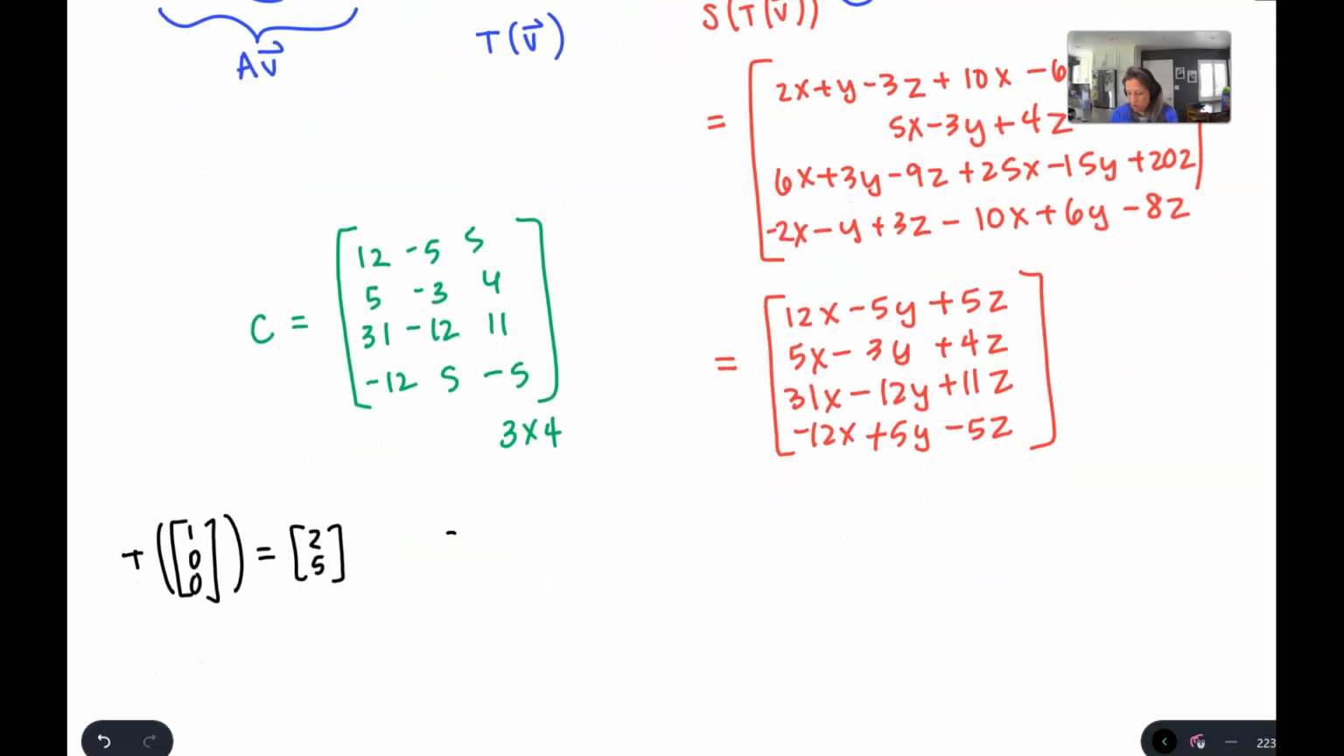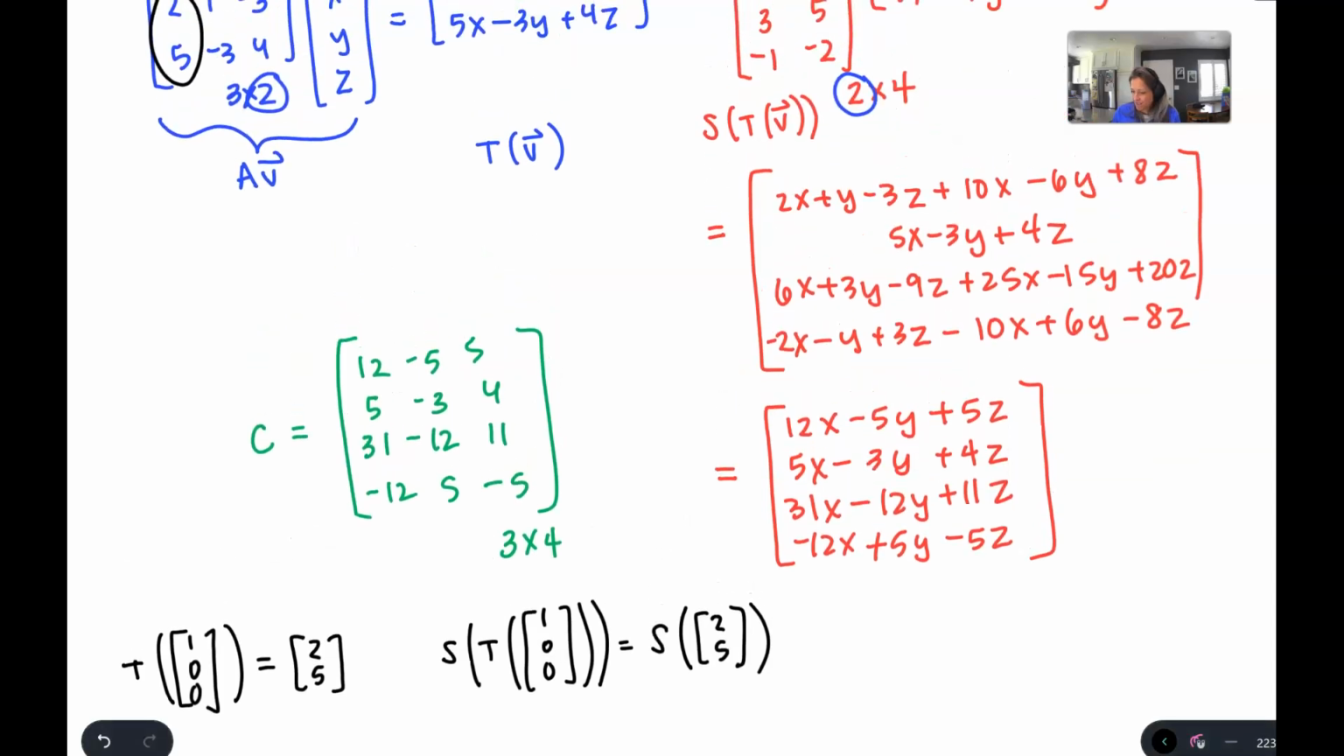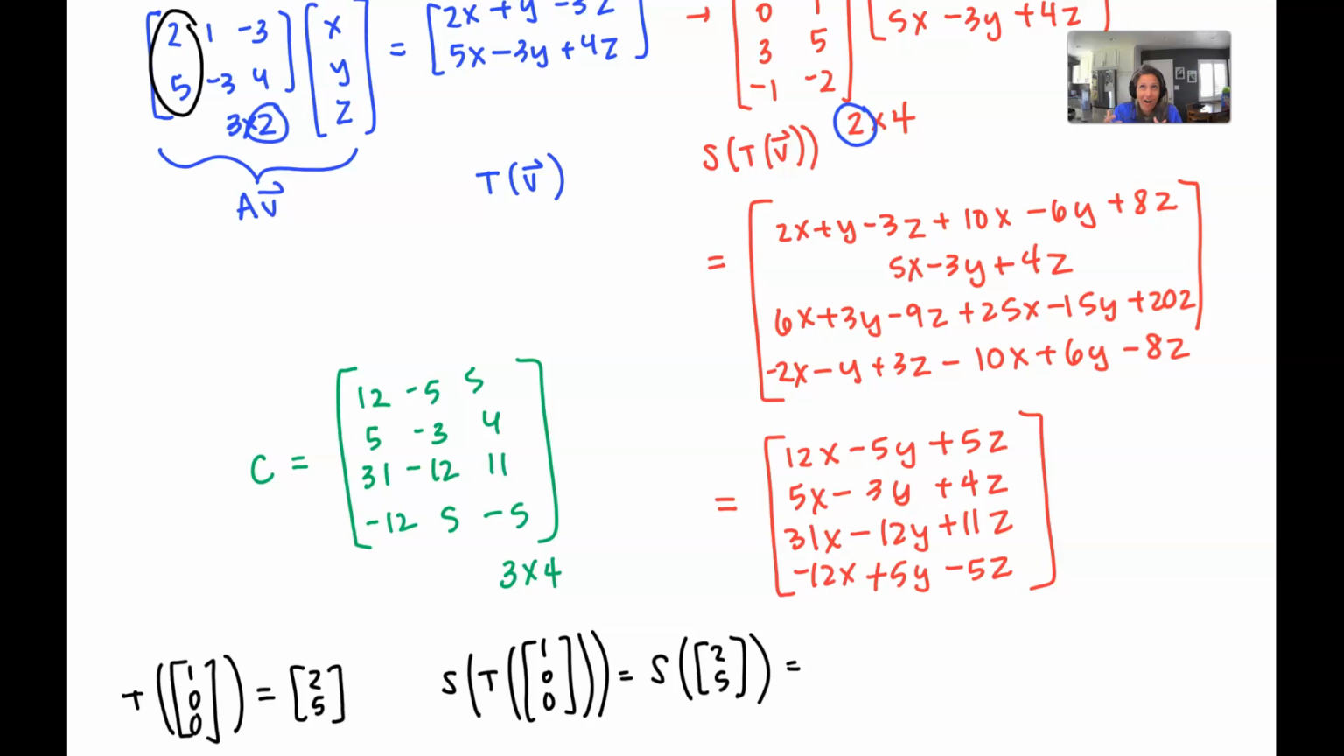And then we go, okay, let's find what S of T of 1, 0, 0 is, that standard basis vector, which means I need S of this 2, 5. And that's a little bit less hellish to do, right? Because if I'm looking at my S standard matrix, we've done this before, this was AT2. We need 2 of the first column and 5 of the second column, which leaves us with 12, 5, 6 plus 15 is 21, and negative 2 plus 10 is 8.